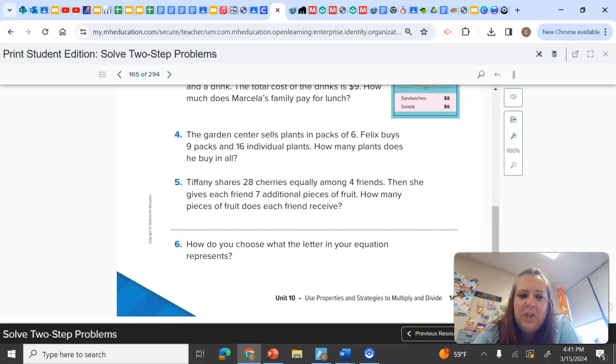Number 5, Tiffany shares 28 cherries equally among 4 friends. Then she gives each of her friends 7 additional pieces of fruit. How many pieces of fruit does each friend receive? Write an equation to help you solve those problems right here. Number 6, how do you choose what the letter in your equation represents? So you're going to explain how you choose what the letter represents.